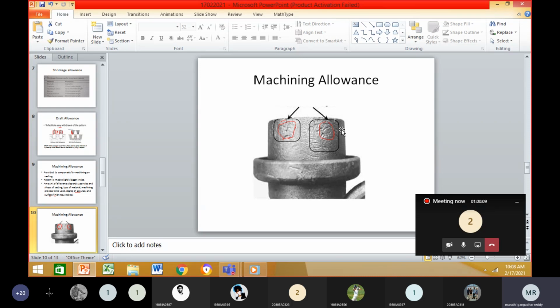When we perform the machining operation, chips will be formed. So material loss will happen. That is why, to compensate for the material loss that will happen while performing the machining operation, I will provide this machining allowance: 1 mm or 2 mm, slightly more material. I will remove that material by performing the grinding operation, and then I end up with a component which has dimensional accuracy and surface finish.